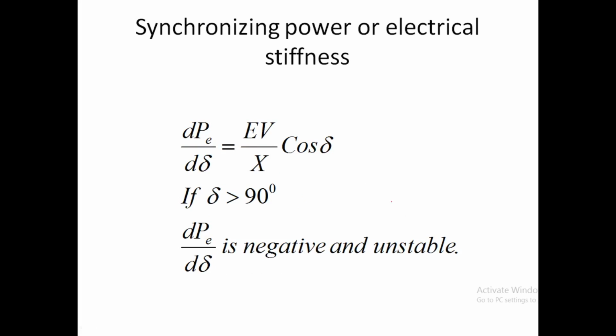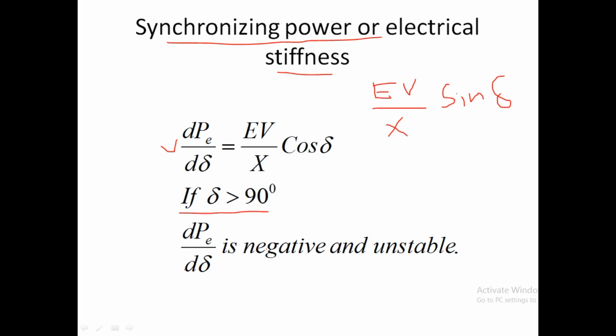Okay. Now this is another representation for stability analysis, synchronizing power or electrical stiffness. It is just the derivative of PE, dP with respect to delta. PE is EV by X into sine delta. If it is differentiated with respect to delta, what do we get? We get EV by X into cos delta. So the same thing, only if delta is greater than 90 degrees, this will be negative, because beyond 90 degrees cos delta will be negative. So dP by d delta is negative and it will become unstable.